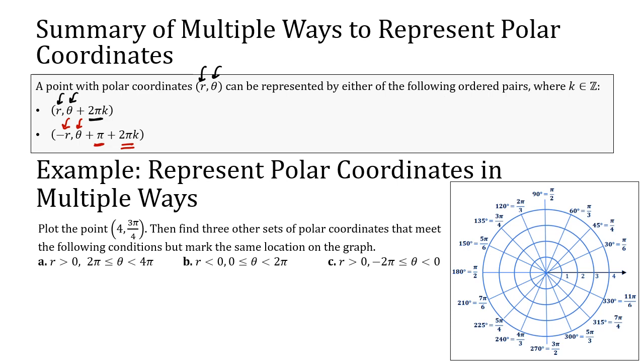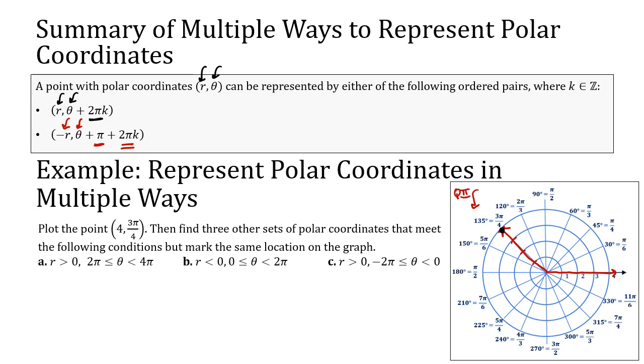First thing they want us to do is plot the point 4, 3 pi over 4. So let's do that. We're going to first locate 3 pi over 4, and that's in the second quadrant. And then from the polar axis, we're going to draw that terminal side of 3 pi over 4 as a directed line segment. And because my 4 is positive, I'm going to stay, 1, 2, 3, 4, I'm going to stay in quadrant 2.